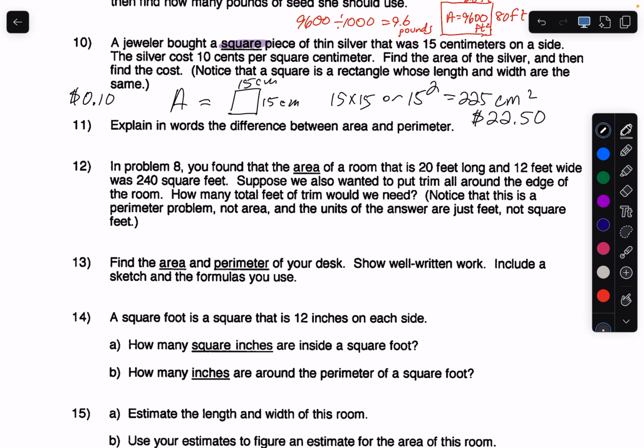Number 11. You tell me, we've talked about it now for quite a few days, what is the difference between area versus perimeter? Kind of tell me what they mean and how one is different than the other. What is one showing and what is the other showing? Take a second, write out a little sentence for number 11. What is the difference between area and perimeter? I'm going to give you a second to do that one.